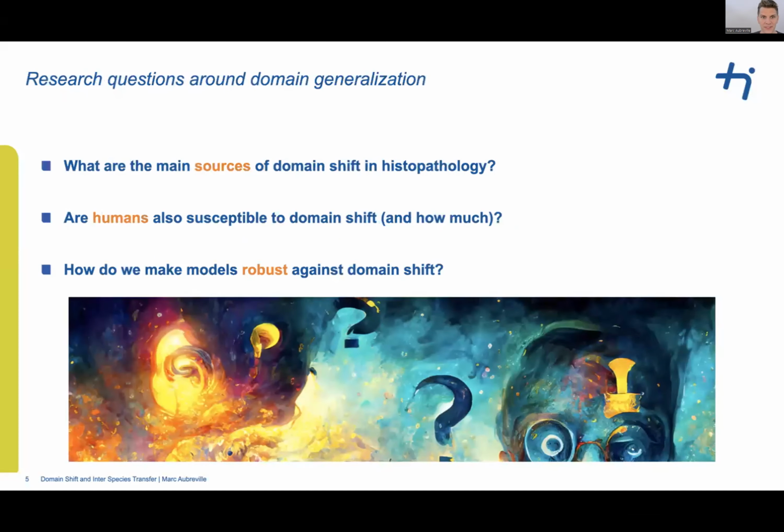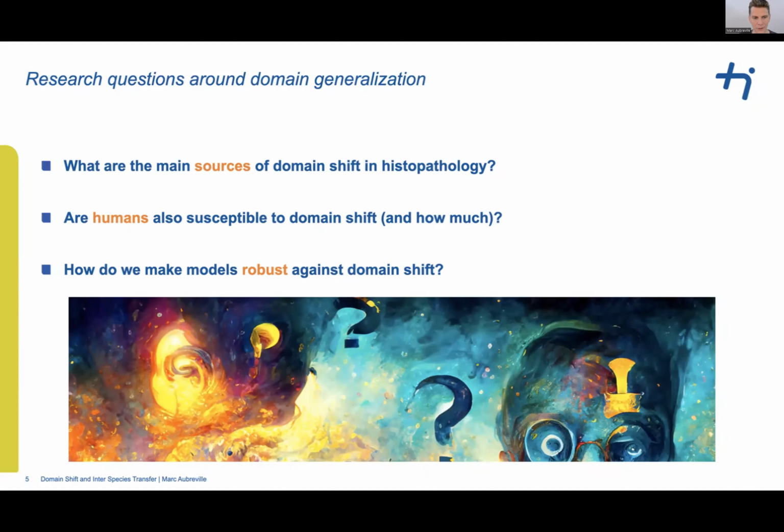So the research questions that I'm trying to answer, or maybe not to raise at first in my talk, are: what are the main sources of domain shift in histopathology? Are humans also susceptible to domain shift? And if yes, then how much? And of course, the ultimate question: how do we make models robust against domain shift? Now, the last question, I can already tell that I won't have time to dig too much into, and I think there's plenty of literature about that already.